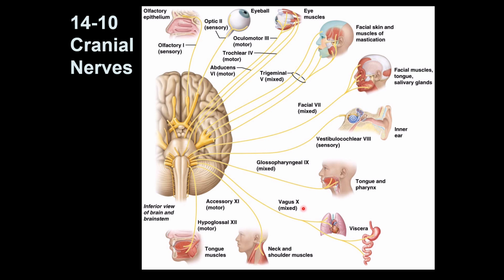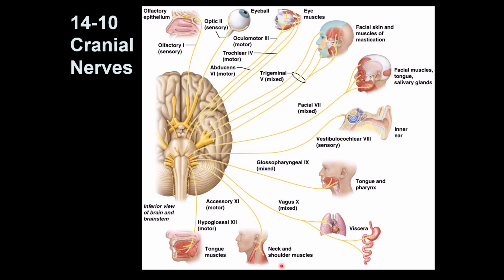Cranial nerve 11 is motor only, and that is for two different muscles. I hope you remember the names of these two muscles, and that is for the neck and the shoulder movements and head movements also. Cranial nerve 12 is the hypoglossal nerve, and that is supplying the muscles of the tongue, and that's motor only.